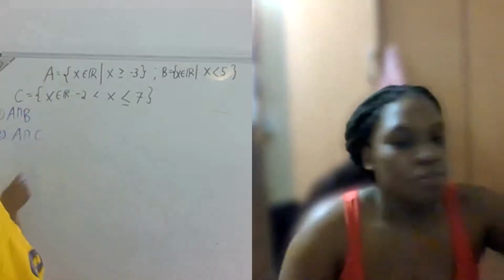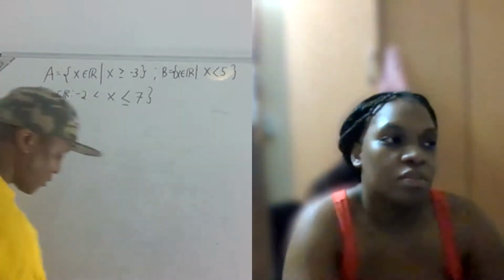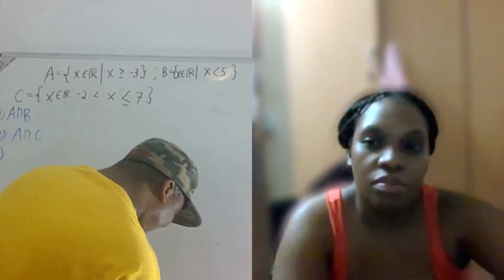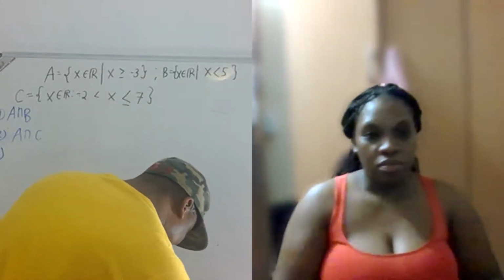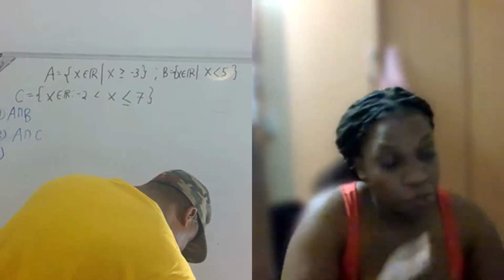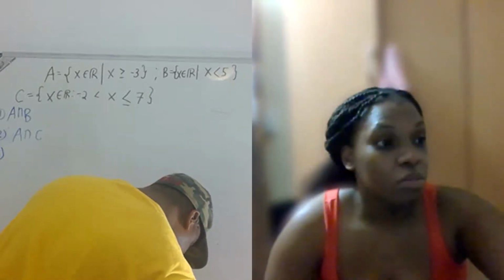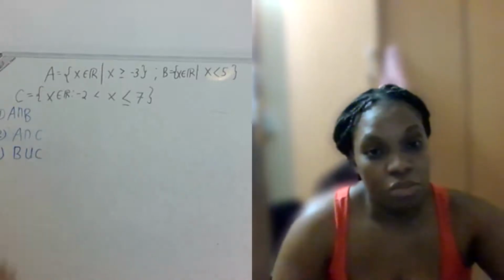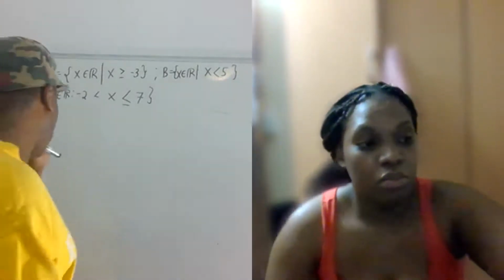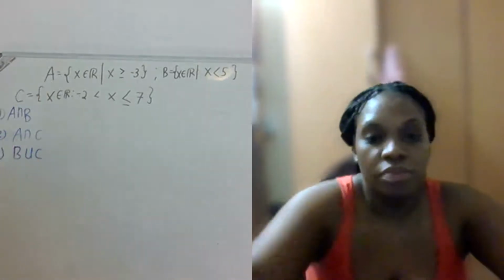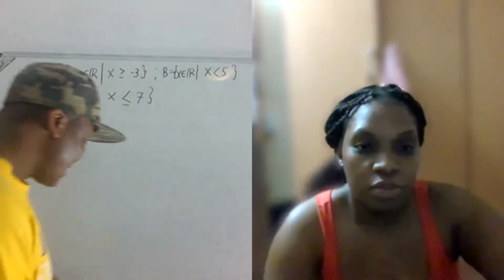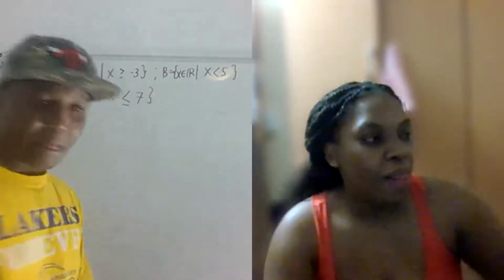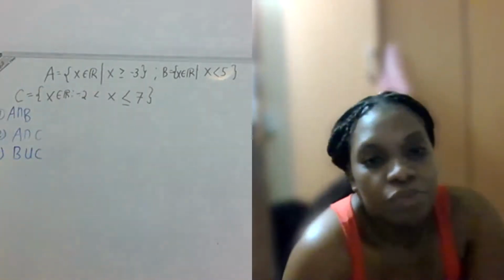And the next one is going to be, let's see, B union C. Can you verify? There, it's exactly A intersection B, A intersection C, and B union C. Let's check that one. Okay, just verify, and then we do it.